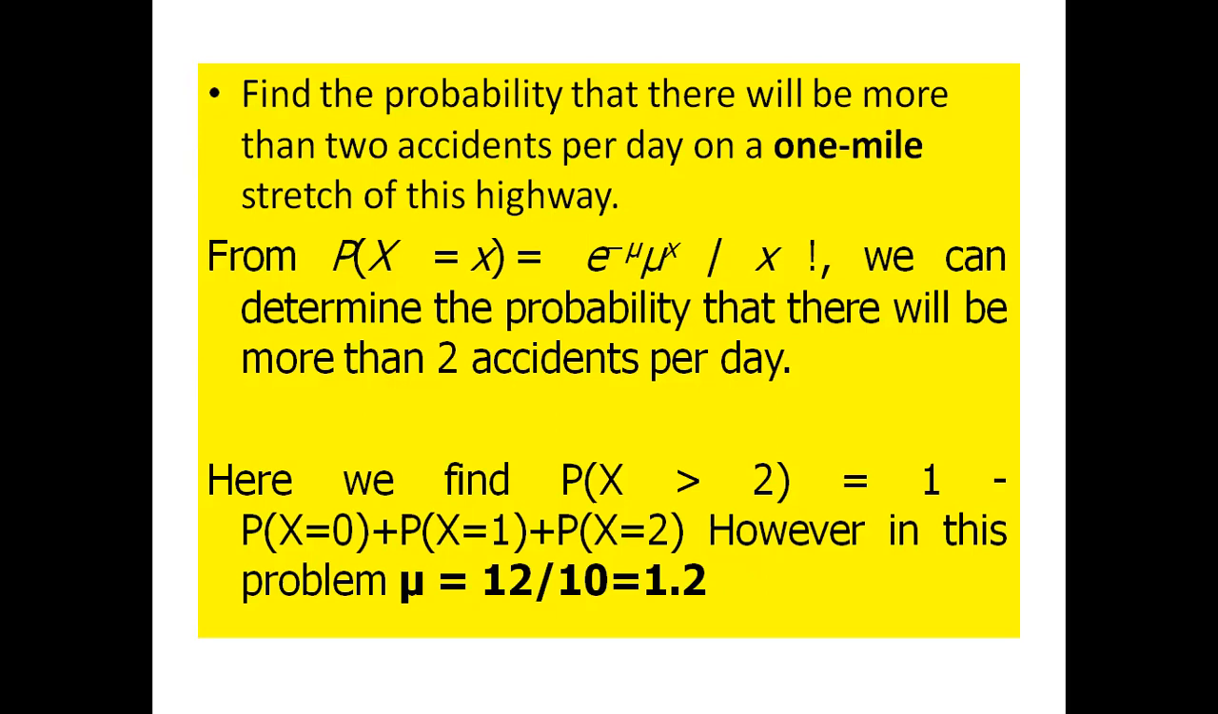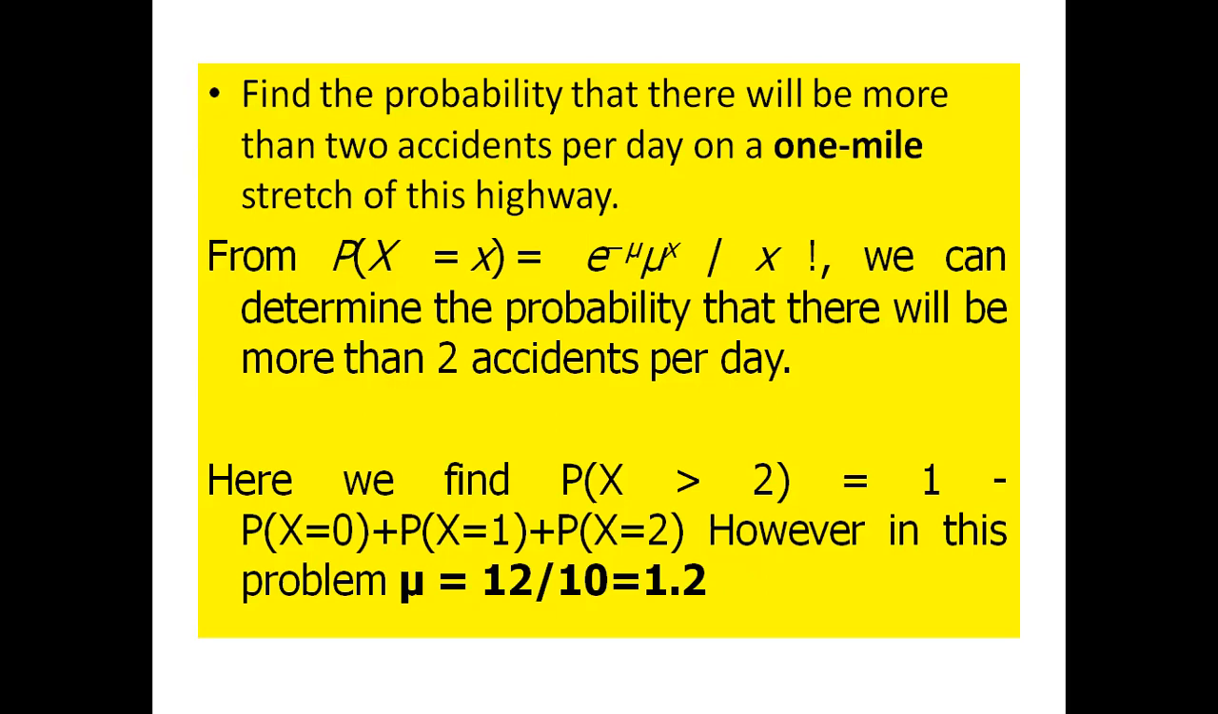So here the approach we use is getting 1 minus, because all probabilities have to add to 1, so we get 1 minus the probability of x equaling 0 plus the probability of x equaling 1 plus the probability of x equaling 2. Remember, we are interested in the probability that there will be more than 2 accidents per day. So our probability of x greater than 2 equals 1 minus the probability of x equaling 0 plus the probability of x equaling 1 plus the probability of x equaling 2.